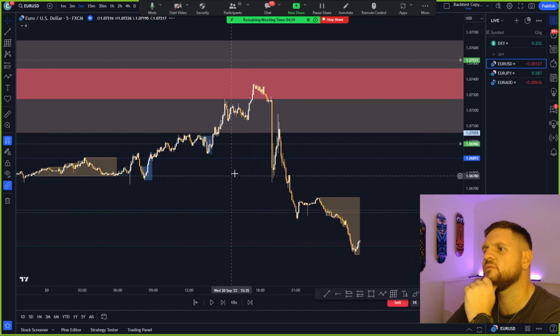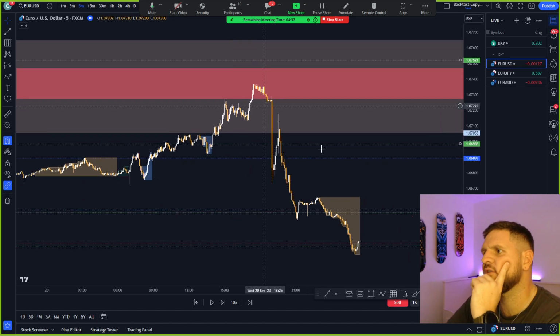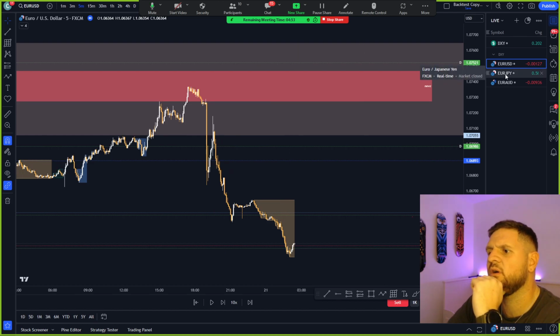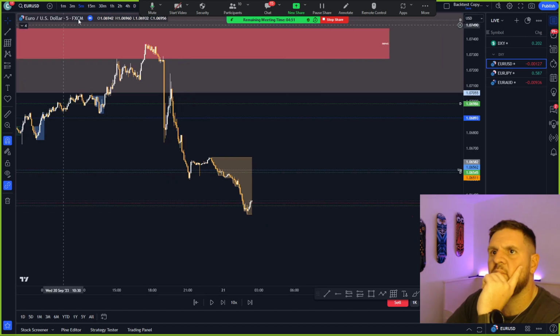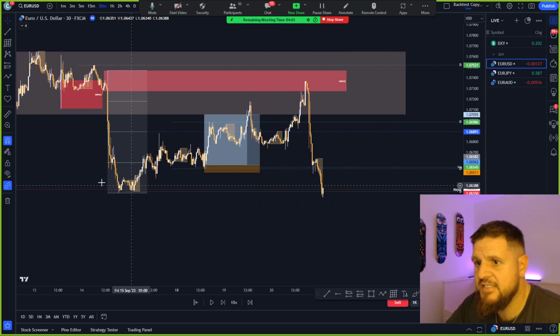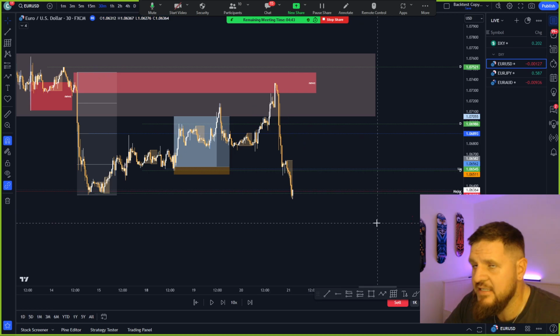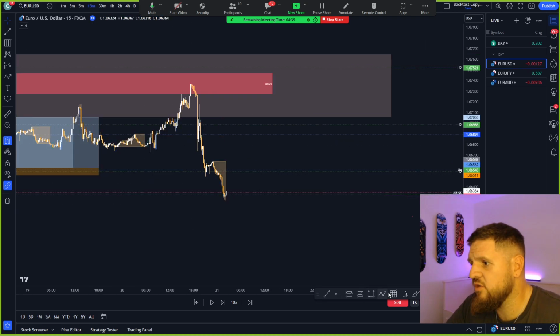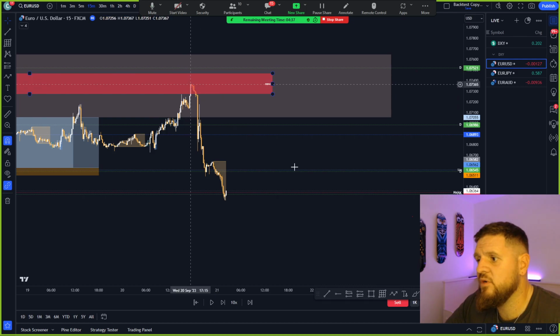I can't remember what I took on last week. I definitely didn't take that one. Did I? Maybe, I'm not sure. I think I was in EURJPY potentially. But you can see here, from what we spoke about earlier in the session, how this area now has been retested. And this is now where I'd be looking at more buys. We've now created a new range. Let's mark that one on.